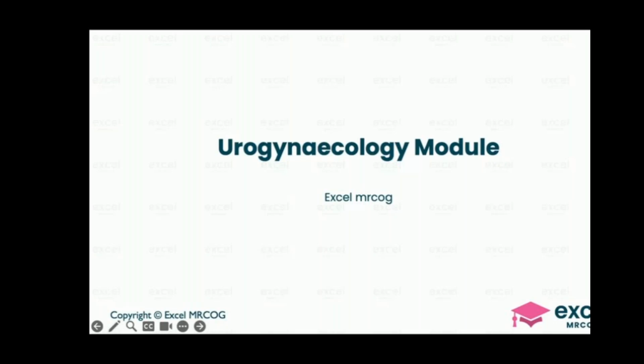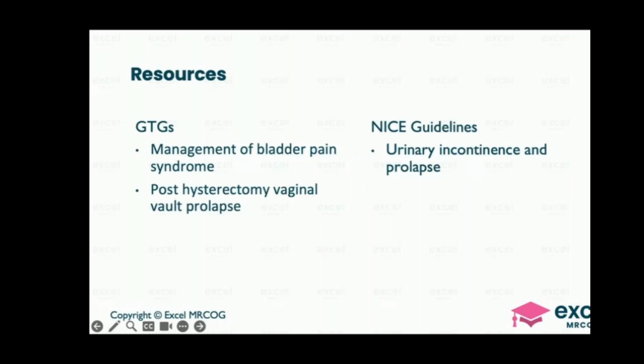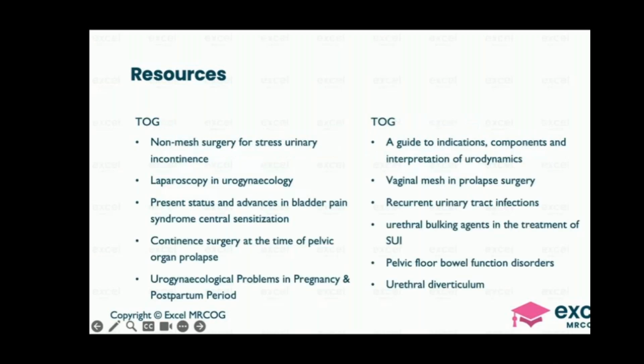All right. As we all know, the major guideline that we need to know thoroughly for MRCOG Part 2 in Urogyne is the NICE guidelines on urinary incontinence and prolapse, right? We would also need to know management of bladder pain syndrome and post-hysterectomy vaginal wall prolapse, all right? There are a few TOG articles of importance which we may need to know, like continence surgery at the time of pelvic organ prolapse.